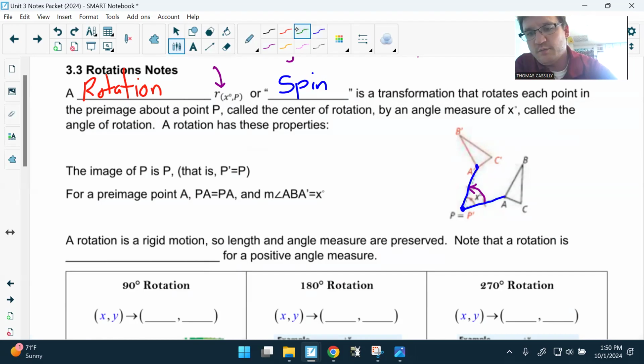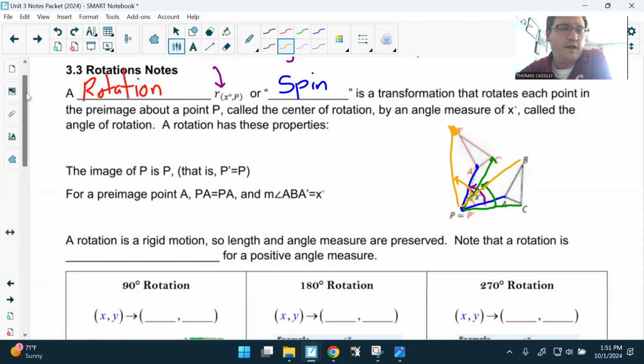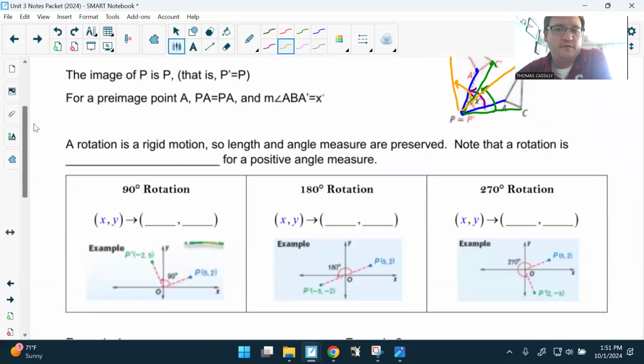So point C, you would measure the distance from P to C, and then you would rotate it the 30 degrees or whatever we have. And then you have to draw it the same distance away to get to C prime. And last but not least, you're going to do that with B. So measure the distance between P and B, rotate it that direction, the 20 or 30 degrees, and then draw the line right there to get B prime.